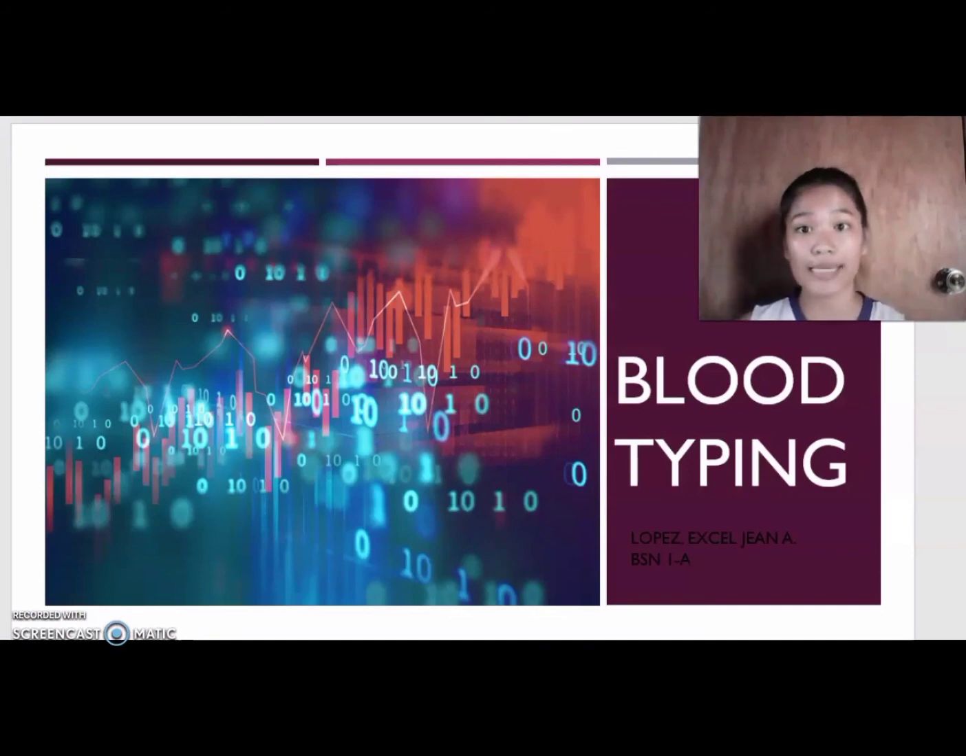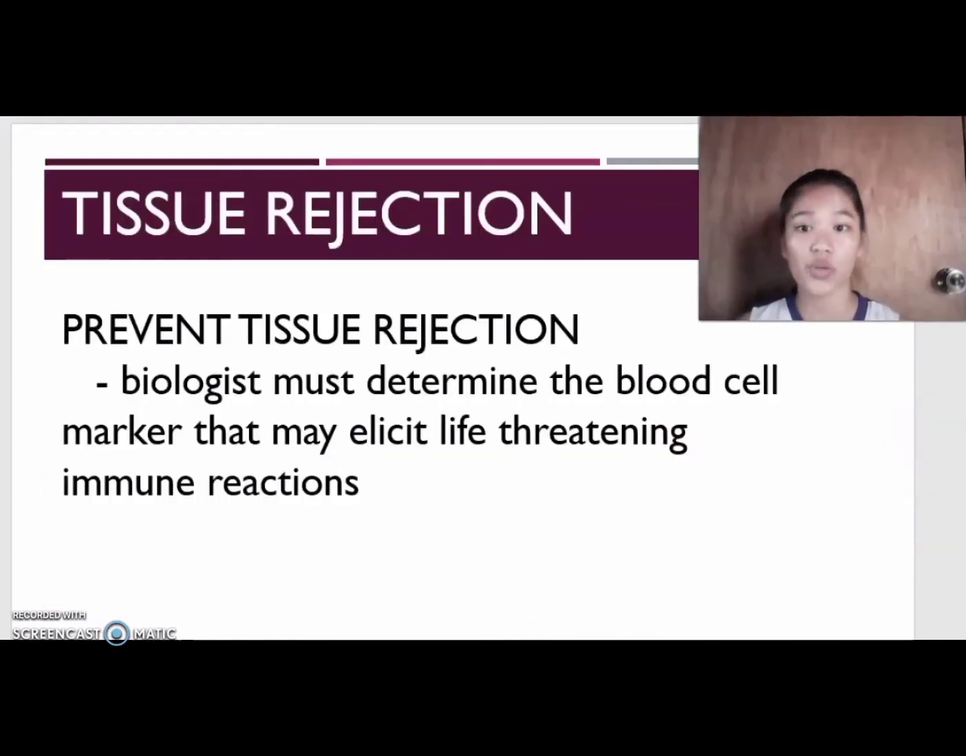So surface proteins act as identification tags, whereas non-cell proteins are designed to destroy or inhibit foreign proteins. So cell surface proteins are hereditary. Next is tissue rejection. If foreign tissue is transplanted or blood is transfused, the immune system will destroy cells that don't have self-protein. So to prevent tissue rejection, biologists must determine the blood cell markers that may elicit life-threatening immune reactions.